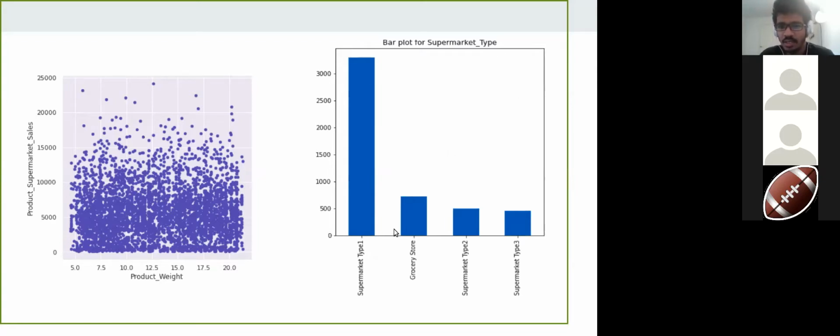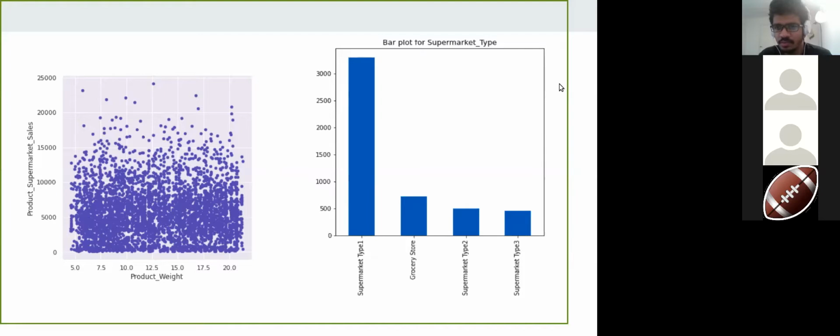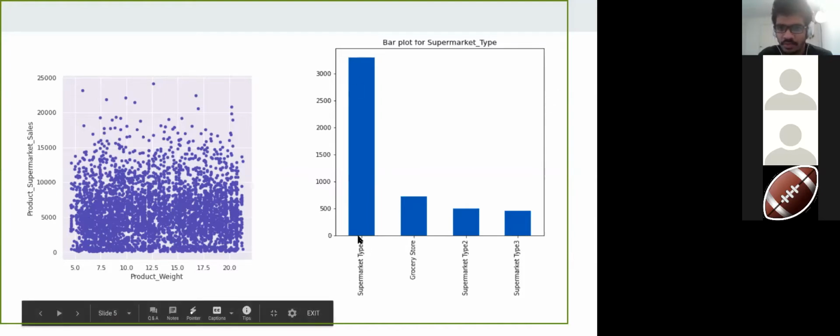Next is the bar plot. This is pretty obvious. This basically gives us the count, right? Like how much is the frequency of each category of the variable. Okay, moving on.